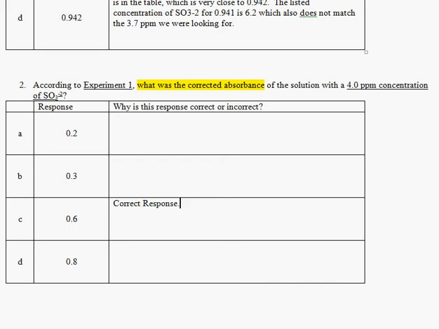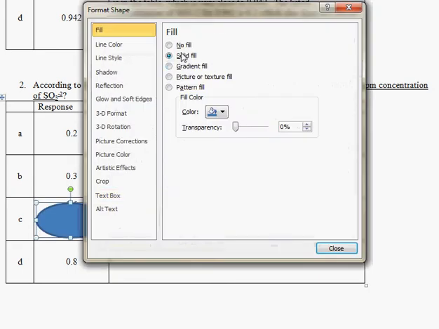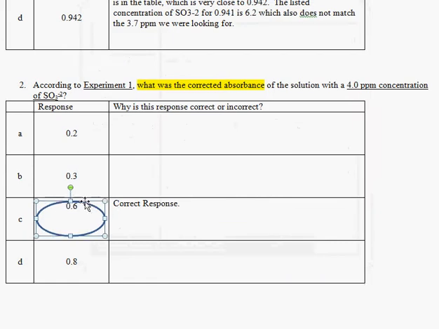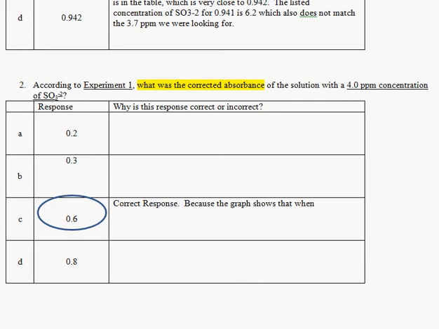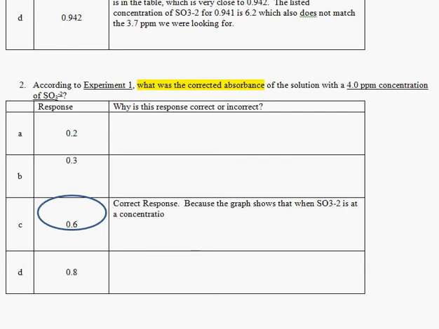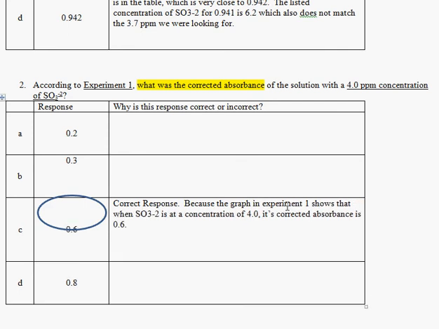Good. And I forgot to do this in the past one, but we're going to circle it this time, because that's what we're supposed to do. Always follow the directions, right? Good. Okay, so 0.6 is the correct response. Why? Because the graph shows that when SO3-2 is at a concentration of 4.0, its corrected absorbance is 0.6. Okay? Oh, let's add, because the graph in experiment 1, that's important information, right?